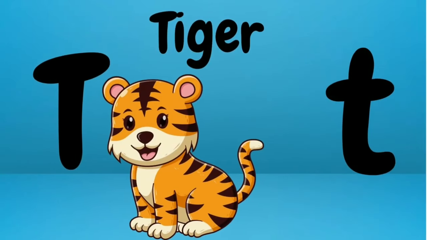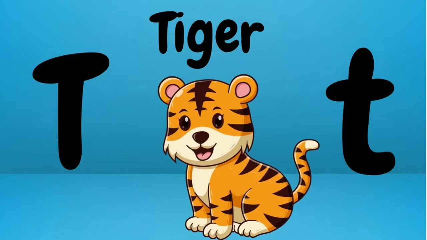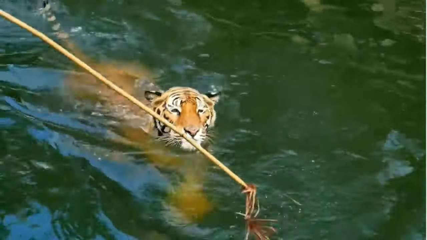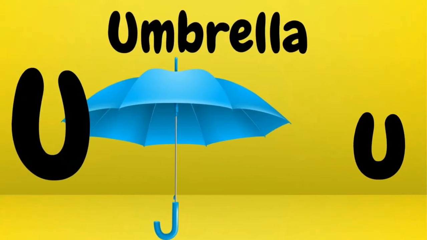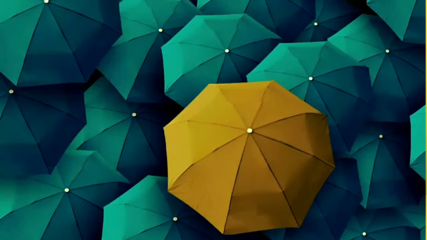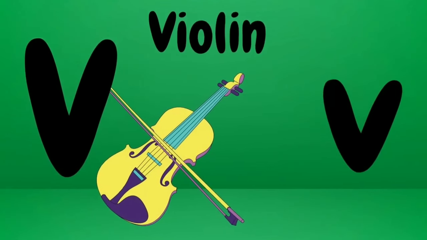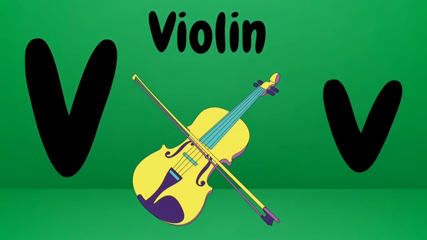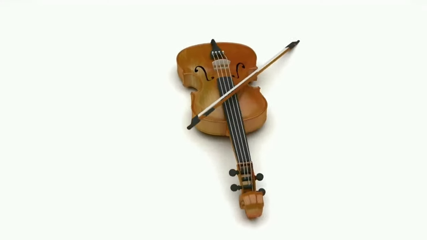T is for tiger, tiger, tiger. This is a tiger, tiger, tiger. U is for umbrella, umbrella, umbrella. This is an umbrella, umbrella, umbrella. V is for violin, violin, violin. This is a violin, violin, violin.